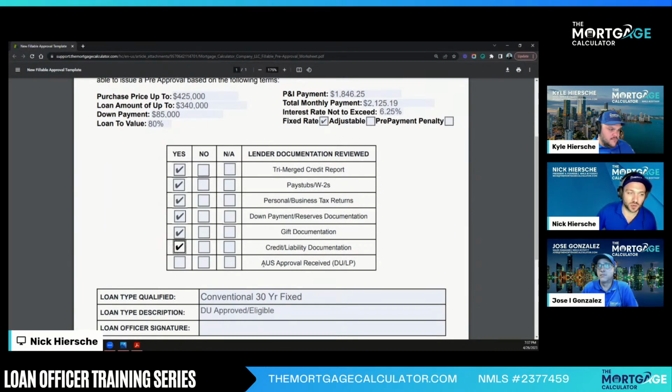And then finally, we will never issue a pre-approval without AUS if it's an agency deal. The only time it would be any other answer is if it's a non-QM loan, where it's always a manual underwrite, and this would be not applicable because there is no AUS for a non-QM loan, right? So our pre-approvals, 9 out of 10 will come like this. Yes, yes, yes, yes, yes, yes, yes.